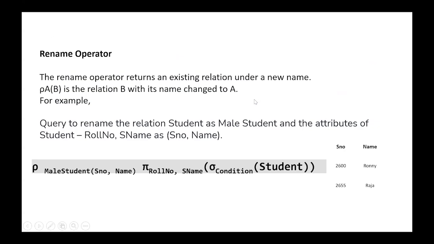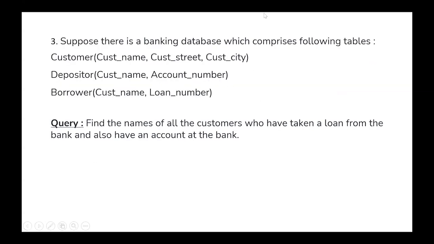Next, have a look at this. Sometimes we will also get queries with the table names written somewhat like this example. Okay, try to make it as simple as possible. Suppose there is a banking database which comprises the following tables. So I have a customer table, a depositor table, and a borrower table. Customer table has customer name, customer street, and customer city. Depositor has customer name and account number, and borrower has customer name and loan number.